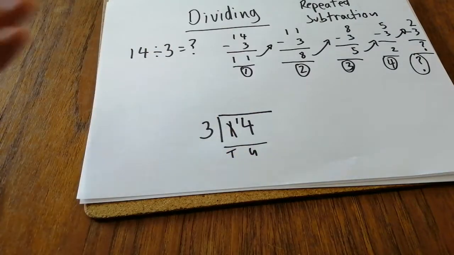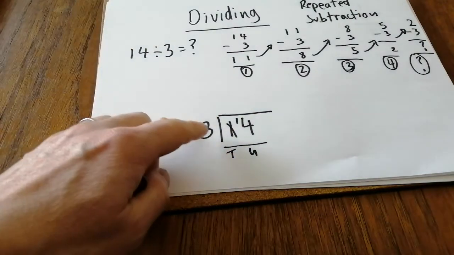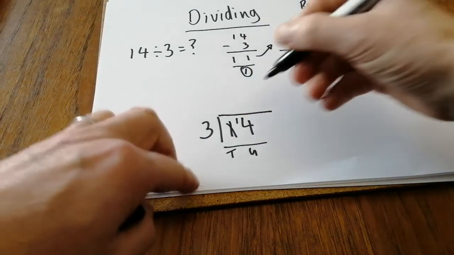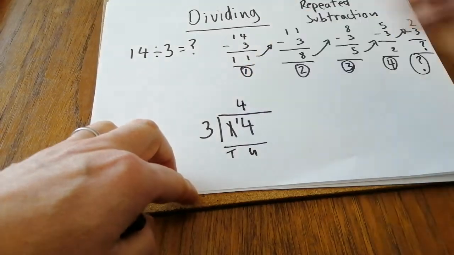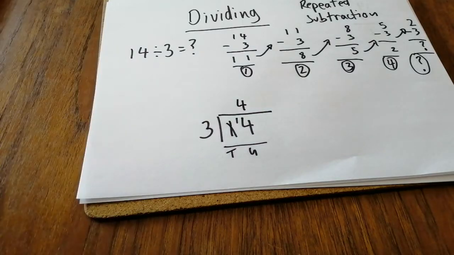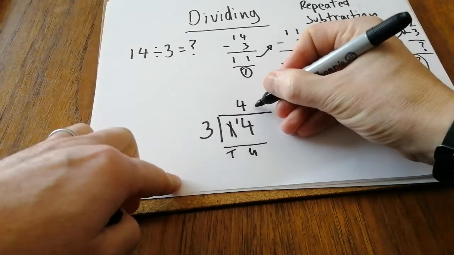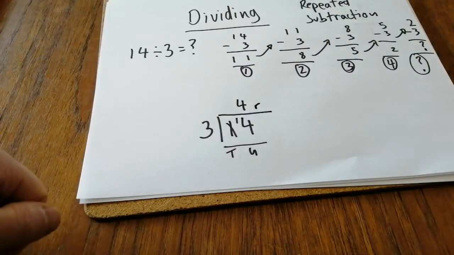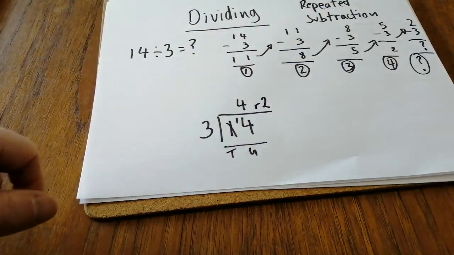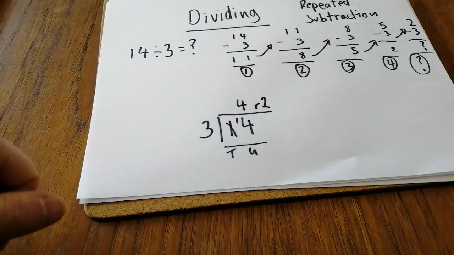Now it's the same thing, this is just a process for doing it. So 3 into 14, we've already decided goes 1, 2, 3, 4 times. But we've got this 2 left over, and in this case that's all right. What we say is we've got a remainder, and we put a little r in, and we write 2. So it's 4 remainder 2.